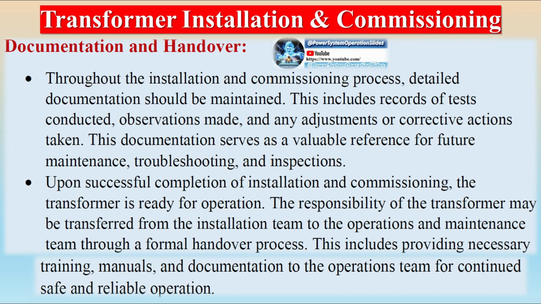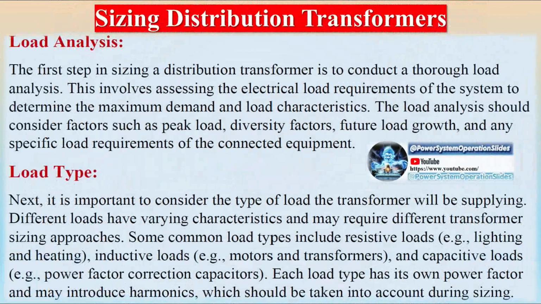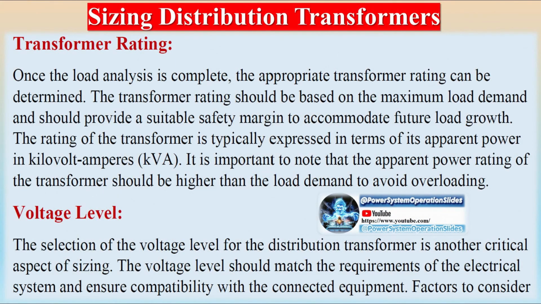The core of a distribution transformer serves as a path for magnetic flux and plays a crucial role in its operation. The core is typically made of laminated silicon steel, which provides high magnetic permeability and low core losses. The laminations are insulated from each other to minimize eddy current losses. The core's design is optimized to minimize magnetic flux leakage and maximize magnetic coupling between the primary and secondary windings.